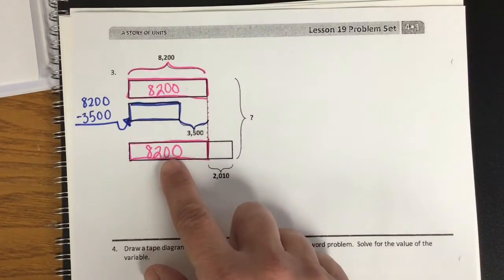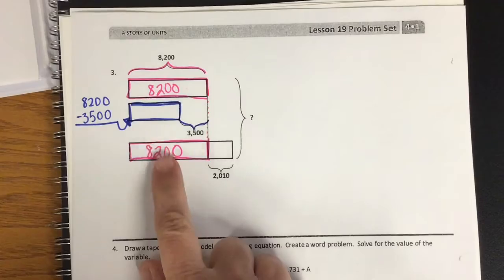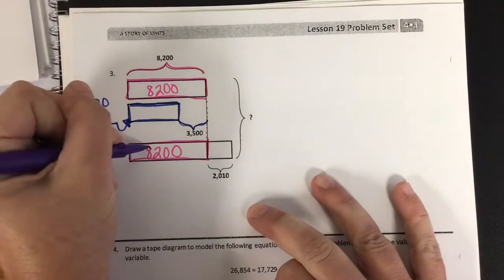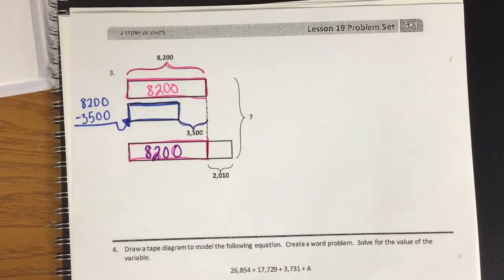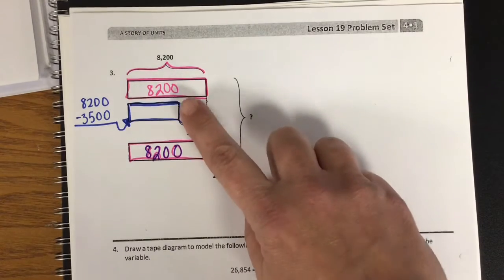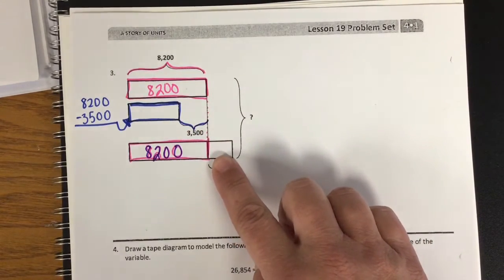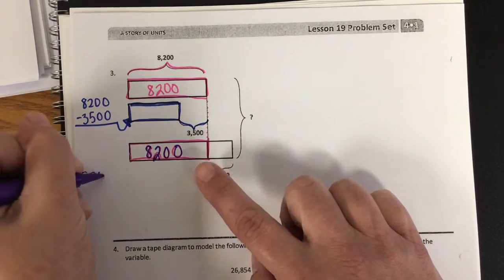Then I come down here. I already know that this part of the tape diagram is worth 8,200, whatever the unit happens to be, because you have to write the math problem. And then if you remember in our math, we talked about how sometimes it's fewer, but sometimes it's more. So I have to figure out how much more. So here's the next math problem.